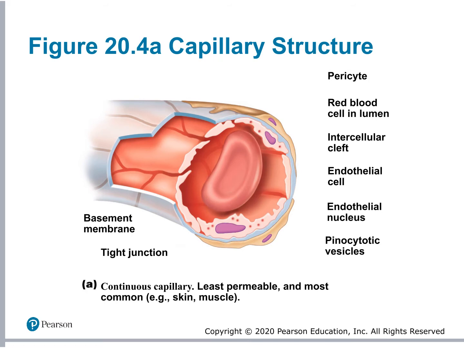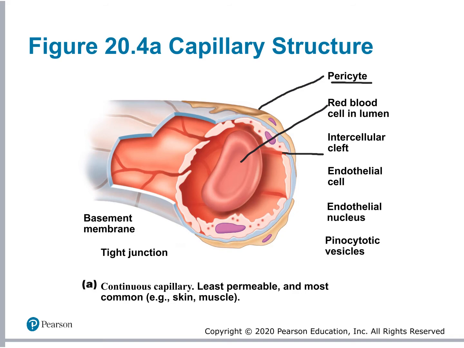There are special cells that surround some capillaries, and they're called pericytes. The pericyte in this picture is going to be this cell right here. The more pericytes that surround a capillary bed, the less permeable the capillary is going to be. And then we have a picture of a red blood cell. That's what we're pointing to right there. Intercellular clefts, that's what we're pointing to right there.